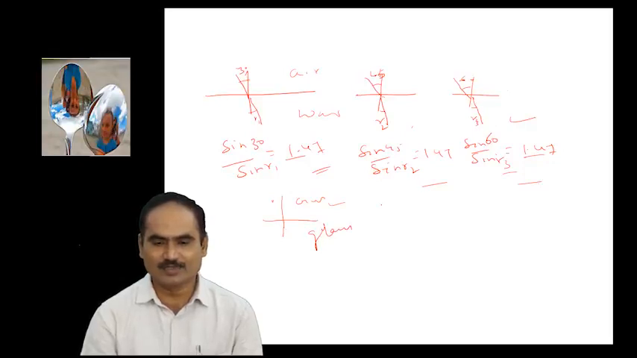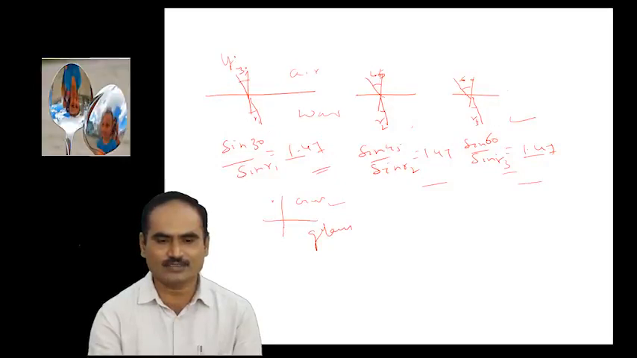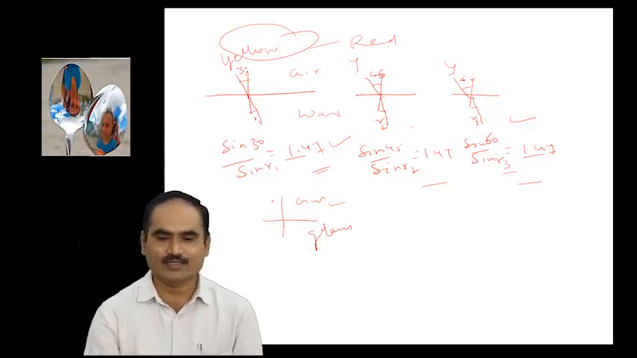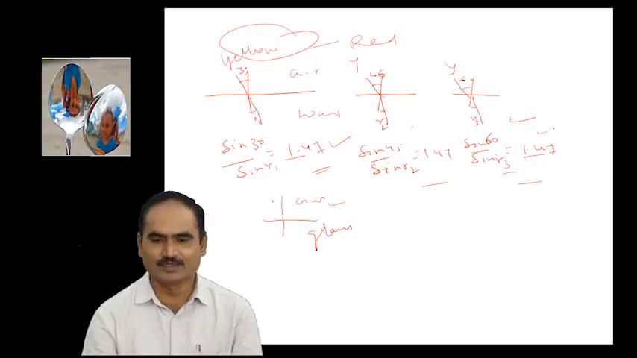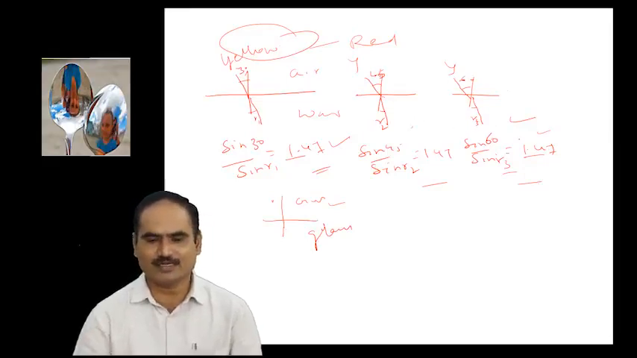But at the same time, is it the same for different colors of light? No. If you use different colors, then this constant will differ. Suppose here you have used yellow light, here also yellow, here also yellow, and you get 1.47. Instead of yellow, if you use red light, then is it the same? No, it will be different. But for different angles with the same color, it will be the same. Right? So in this way, we can understand the law.